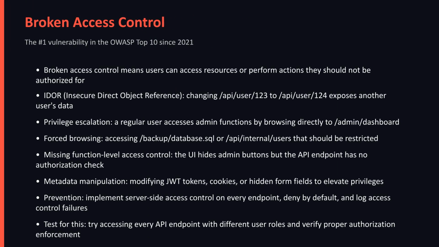Broken access control is currently the top web security risk. It happens when users perform actions they aren't authorized to do, such as accessing other users' data via IDOR or escalating privileges.